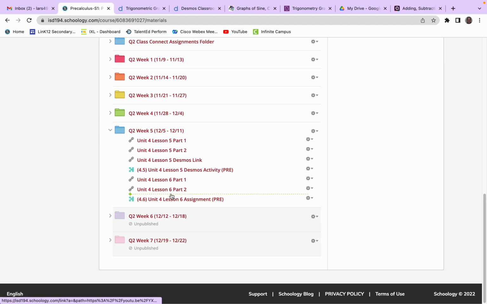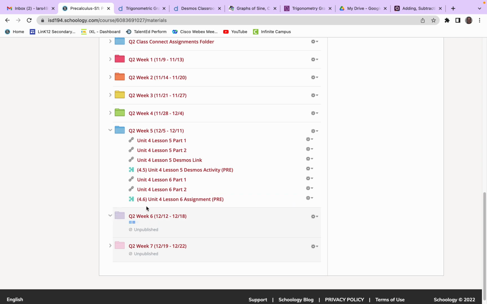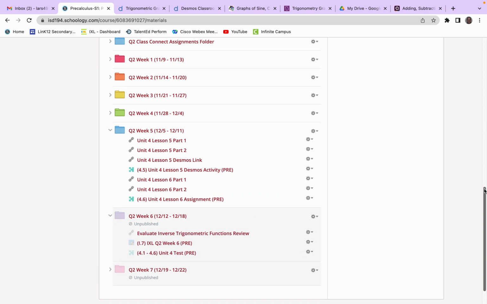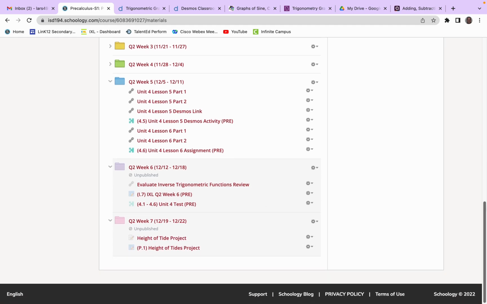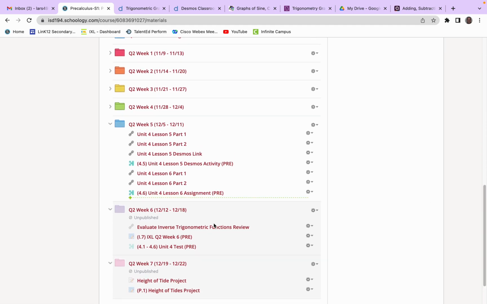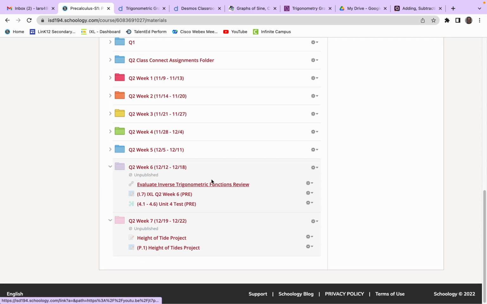There's another assignment. It's about inverse. So lessons 5 and 6 are very related. Next week, we're going to review, so we'll spend a decent amount of time reviewing. You'll get some IXL practice, and we'll finish up Unit 4 here. And then the last week before winter break, we will do a project. Everything's related here to the sine and cosine graphs.